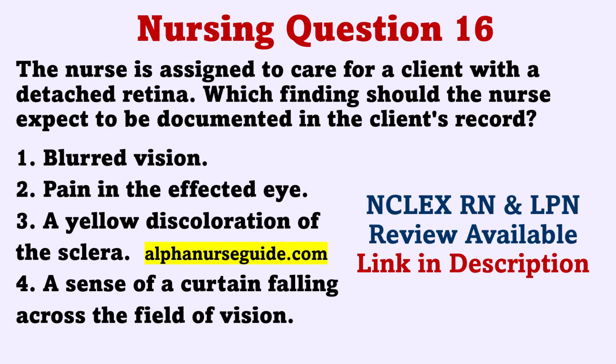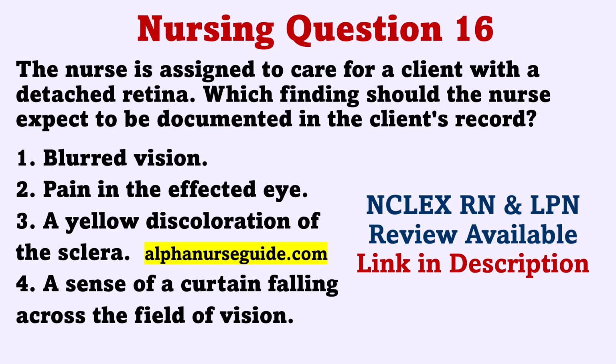The nurse is assigned to care for a client with a detached retina. Which findings should the nurse expect to be documented in the client's record? 1. Blurred vision. 2. Pain in the affected eye. 3. A yellow discoloration of the sclera. 4. A sense of a curtain falling across the field of vision.